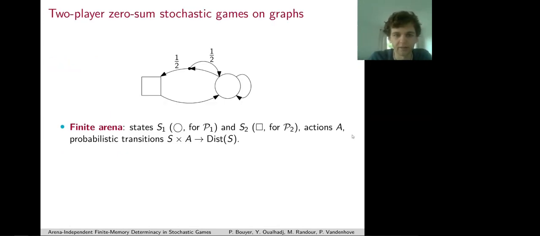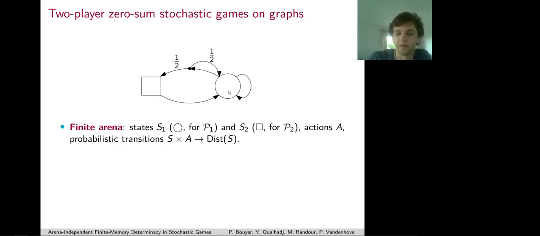Let's start with stochastic games. So a stochastic game is the given of some kind of finite graph, which would be called an arena. This graph has its state space split into 2. There will be states that are controlled by player 1, which are depicted by circles, and states that are controlled by player 2, which are depicted by squares.